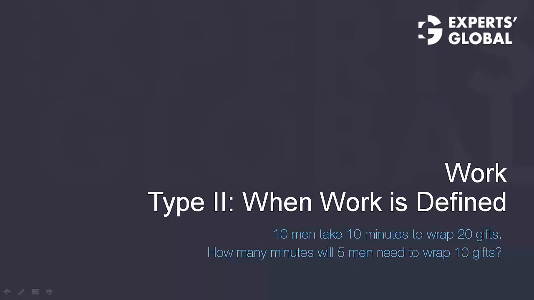Second topic under work. This is when the work is defined and we cannot assume it to be 1 unit. Look at this example here. Did you get 10 minutes? And did you get that in like 30 seconds?